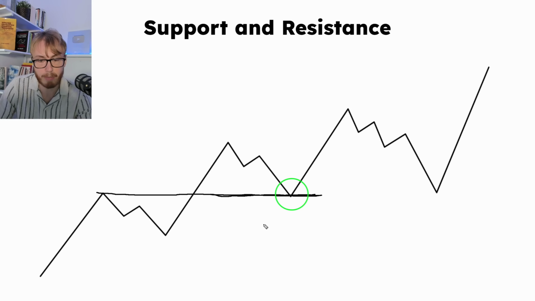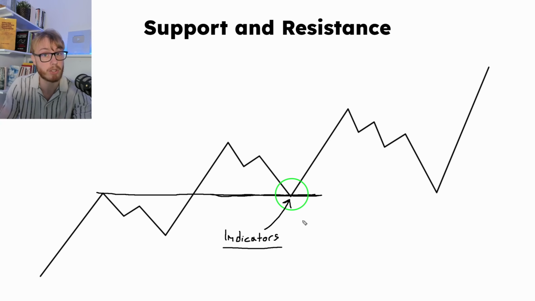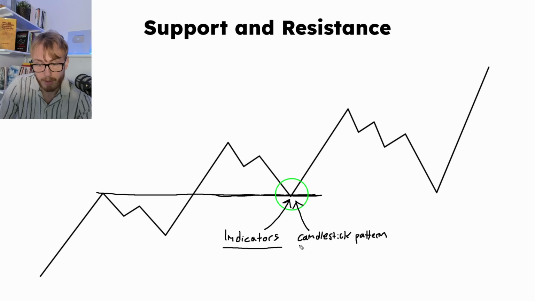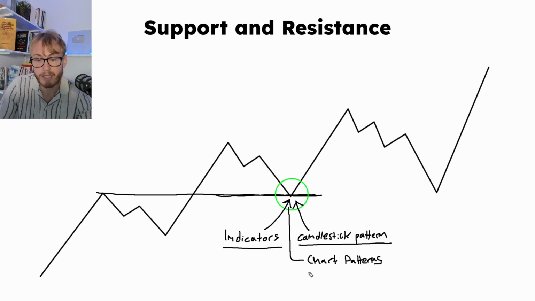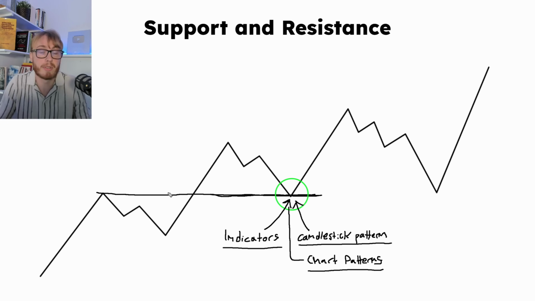However, and this is very important, to make this an even better buy signal, we can combine this strategy with, for example, indicators, and we will talk about some of my favorite indicators to combine with this strategy very soon. But we can also combine this strategy with candlestick patterns, and of course we will also talk about that later on in this video. And last but not least, we can also combine this with chart patterns. And here I'm not saying that you have to use indicators, candlestick patterns and chart patterns for every single trade, but the more confluences we have at the same time, the better.